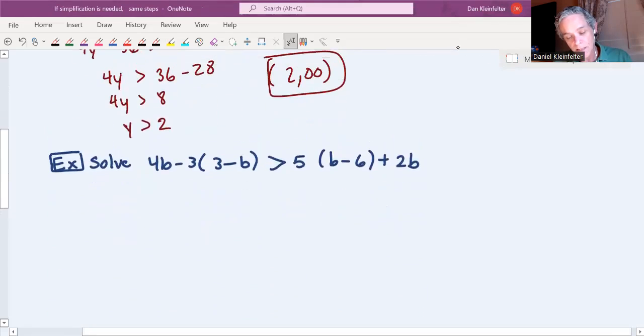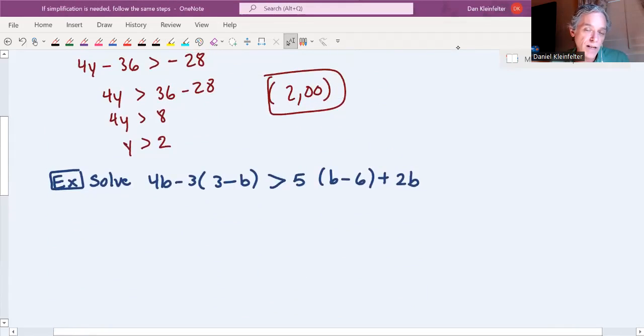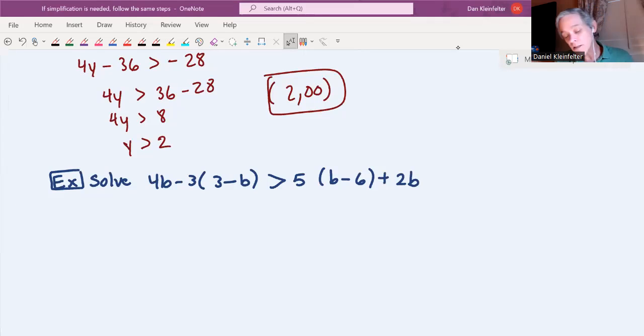Okay, next up, let's try this one. For this one, why don't you pause the video, try it yourself, and then restart the video and see how you did. All right, so here we're going to first begin by distributing to remove parentheses. We'll have 4b minus 3 times 3, that's negative 9. Negative 3 times b, that's plus 3b. Now, you'll notice that we multiplied in here by negative 3. We distributed that negative 3. I'm not going to change the direction on the inequality sign because I didn't multiply both sides by a negative. Here, we're just distributing a negative into some parentheses. I didn't multiply both sides by that negative.